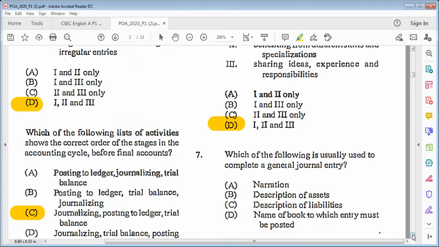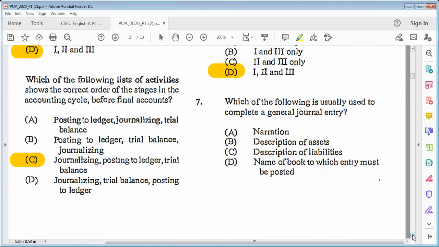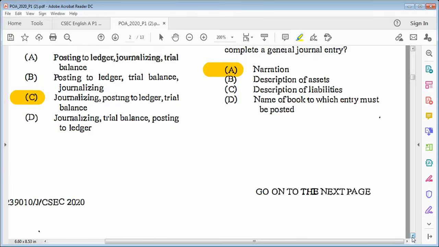Let's move on to number 7. It says, which of the following is usually used to complete a general journal entry? A, narration, B, description of assets, C, description of liabilities, or D, name of book to which entry must be posted. We know this is an easy one. It is A, narration. Let's go on to number 8.